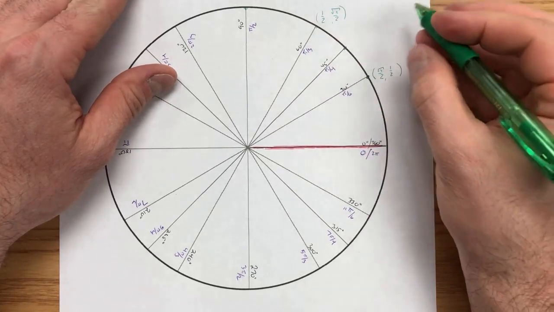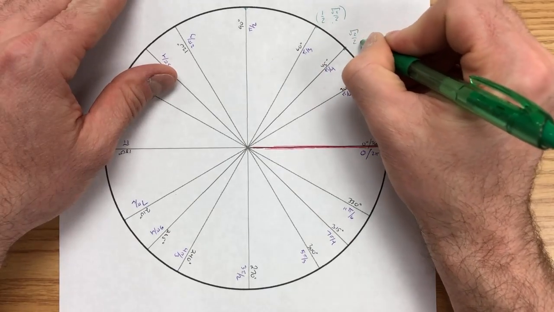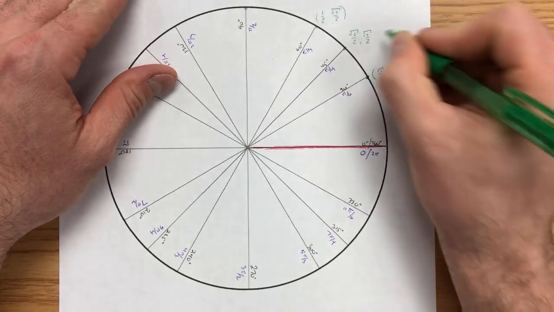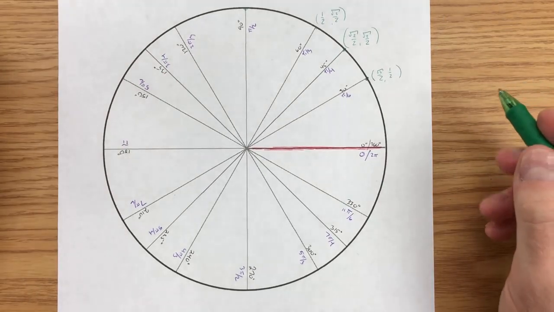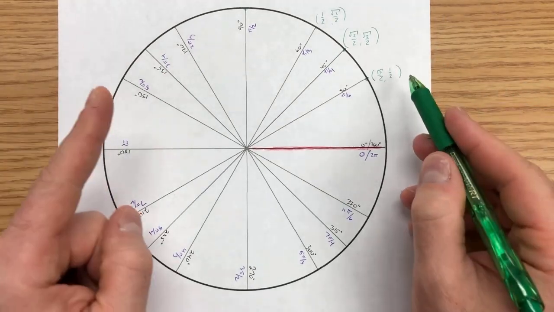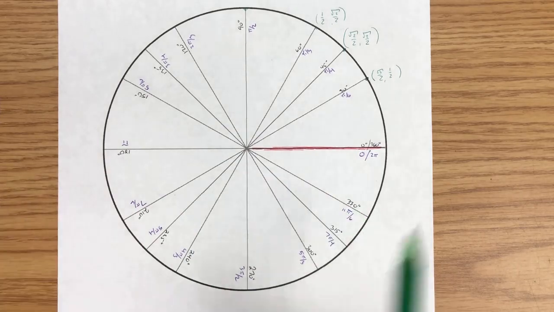With the 45, 45, 90, we know that we have the square root of 2 over 2 and the square root of 2 over 2. So once we get that, we're going to take those values and write them on all 4 coordinates.